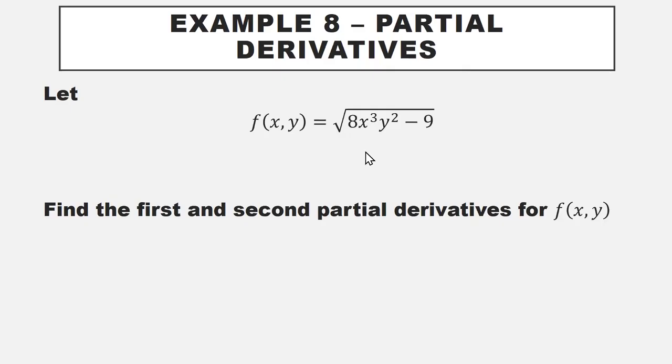Let's do another example. Let's take our function to be the square root of 8x to the third y squared minus 9. That 8x to the third y squared minus 9 is all under the square root. And we'll try to find the first and second partial derivatives of this. There's going to be 2 different first derivatives and 4 second derivatives.